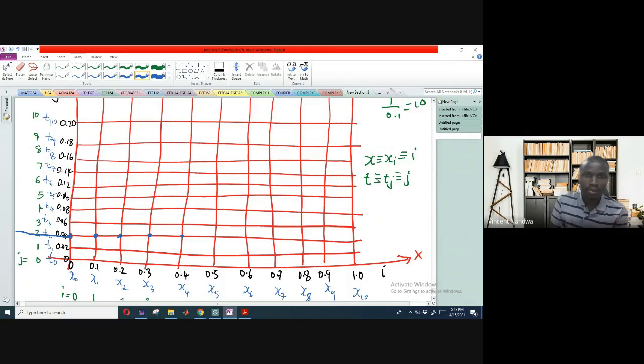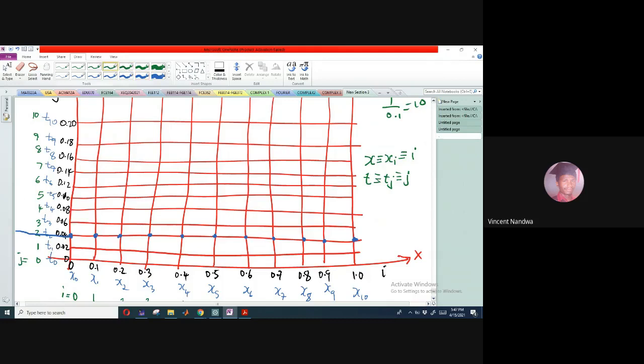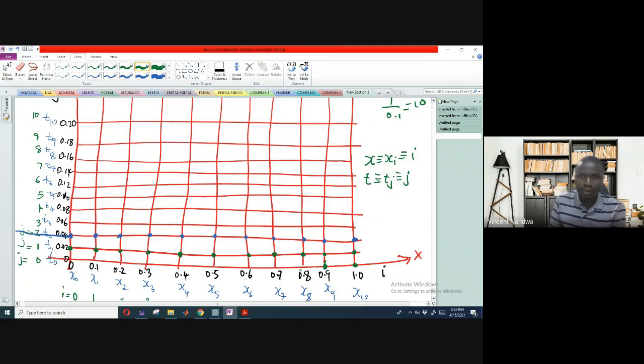Which means then we'll be running from j equals 0, and then j equals 1, and then we finish at j equals 2. We don't have to go up to the whole 10. So we have to get these nodal points. But because these points are the points of interest, we cannot get them without getting these lower points. So we'll also be forced to get the values of these other ends that I'm marking in green. So this is what we need to get.